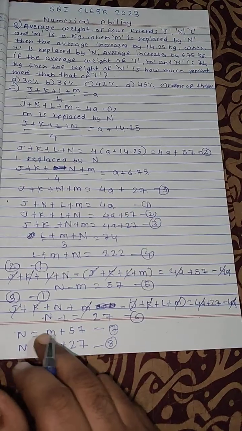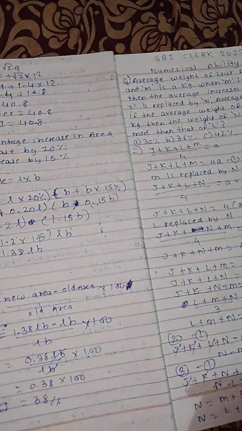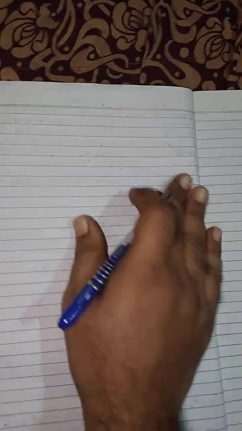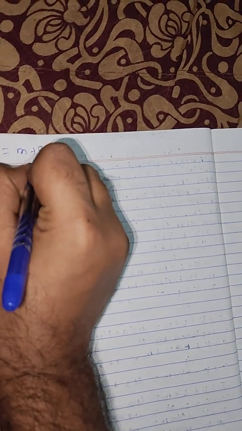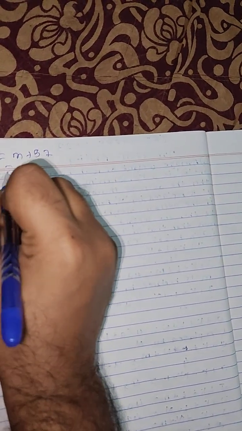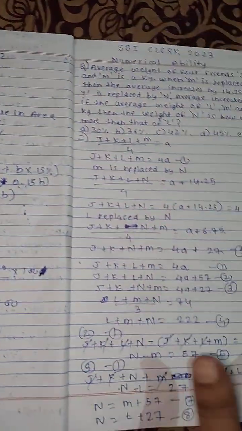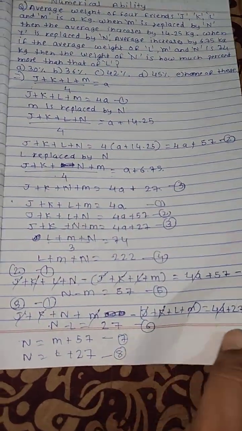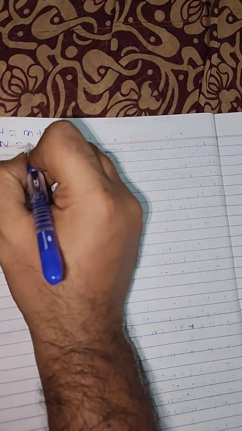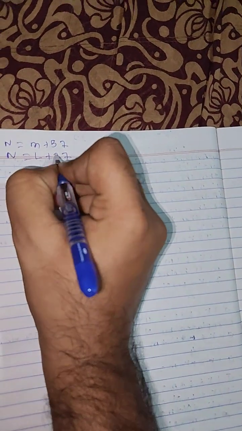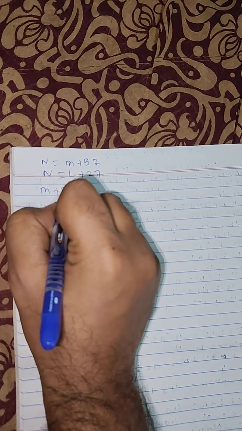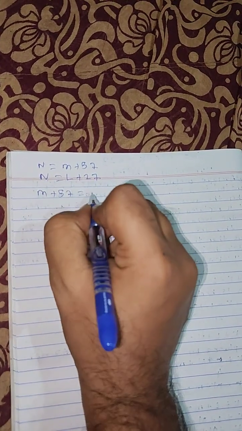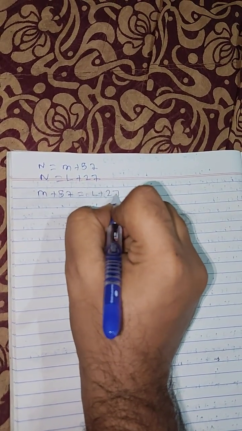So n equal to m plus 57, and n equal to l plus 27. So we will equate these. Both are values of n. So m plus 57 equals l plus 27.